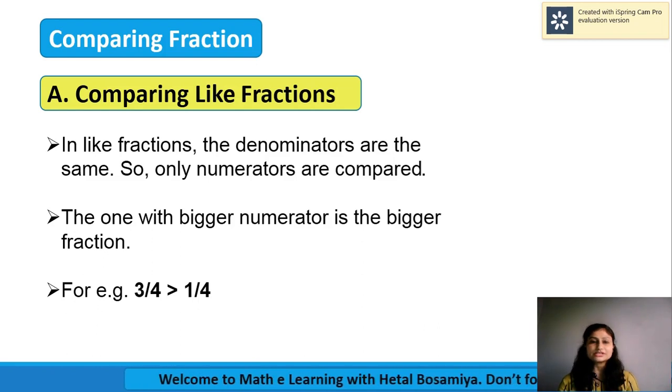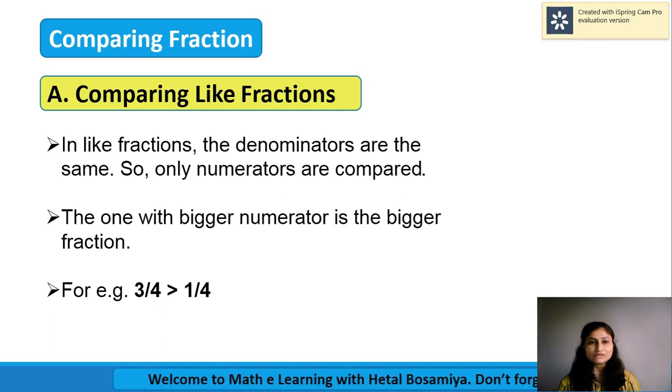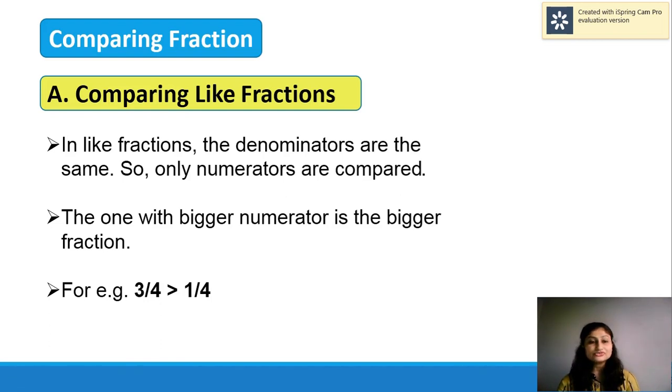Here one example is given, 3 upon 4 and 1 upon 4. Denominators are the same, 4, and here we have to compare the numerators only, 3 and 1. So we can say that 3 is greater than 1. That's why 3 upon 4 is greater than 1 upon 4.